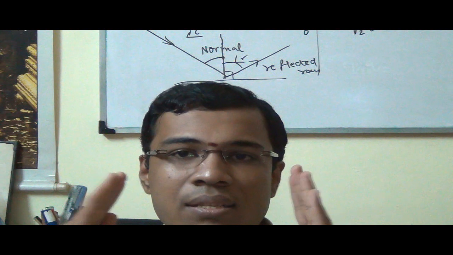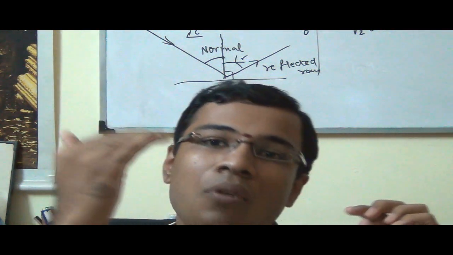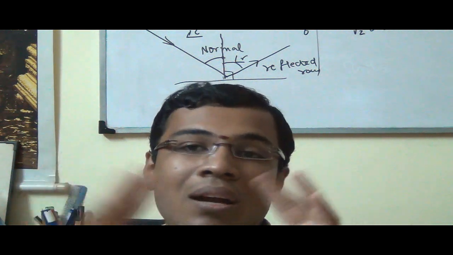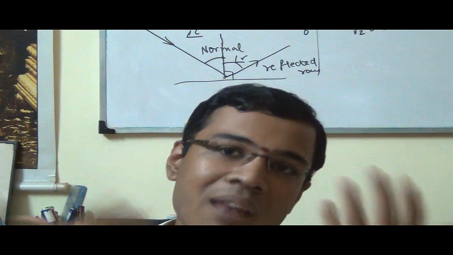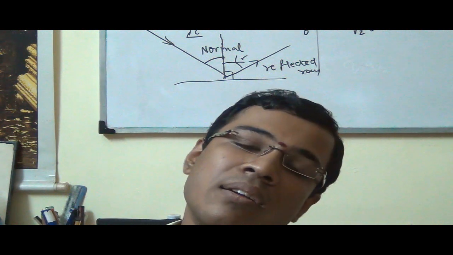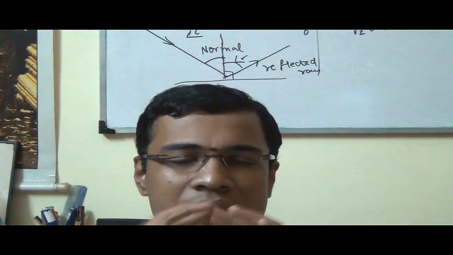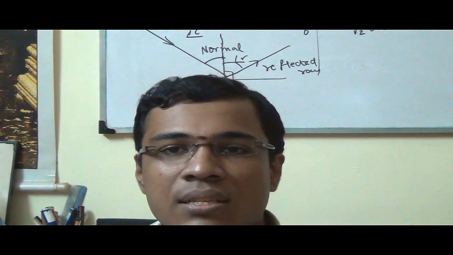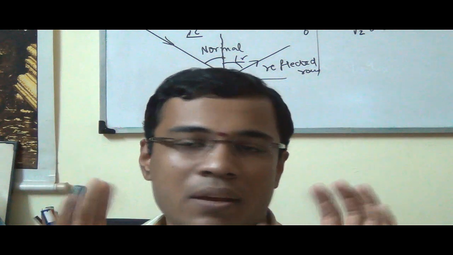The center of curvature is the center of the sphere from which the mirror was cut out, or was assumed to be cut out. That is called the center of curvature. If at all we are really cutting the mirror from a spherical body, we will easily find out the center of curvature. But we don't do it. It is just an assumption that we are cutting this spherical mirror from a sphere.